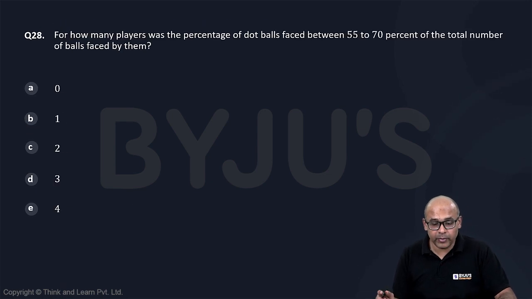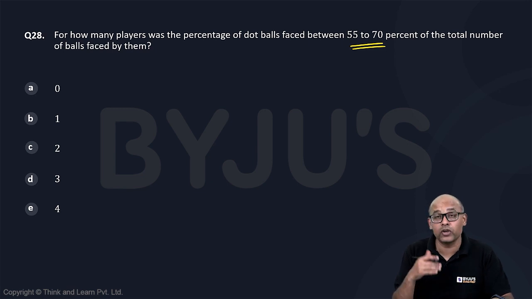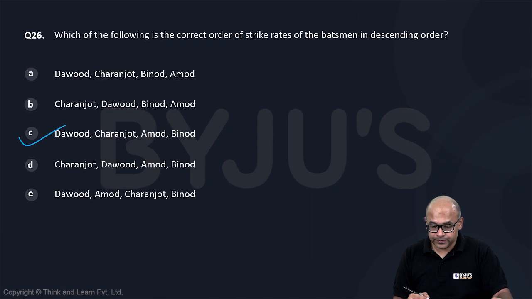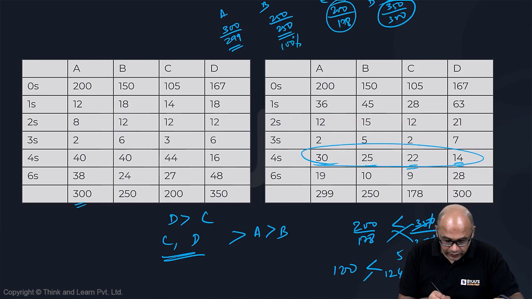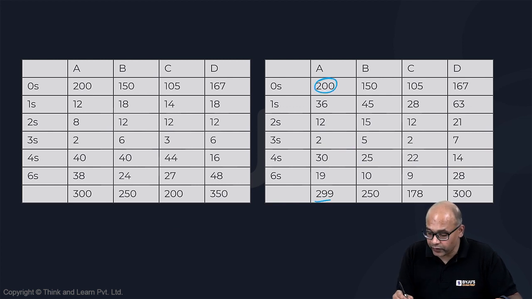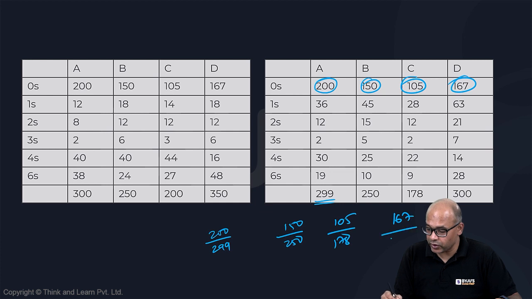And the last question: for how many players was the percentage of dot balls faced between 55 to 70% of the total number of balls faced by them. So you have to look at the dot balls percentage to lie between 55 and 70. So let's quickly calculate that. So dot balls values: for A, it is 200 out of 299, and this one is 150 out of 250. This is 105 out of 178, and this is 167 out of 300.